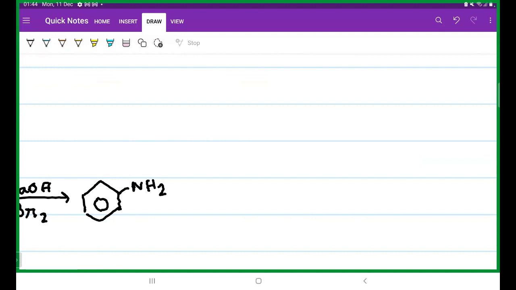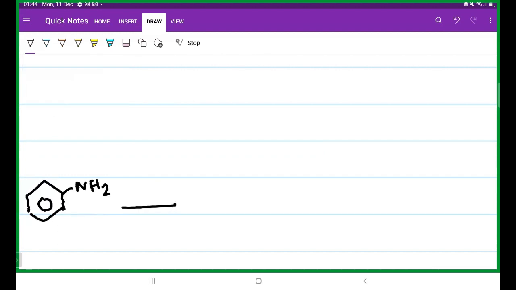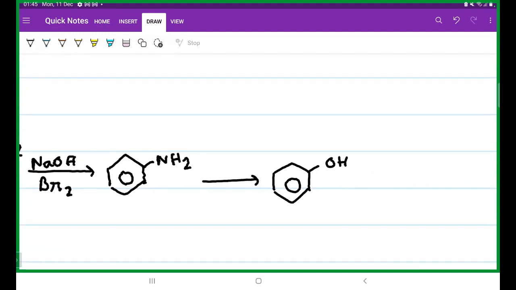So let's merge both of these steps together. What will happen when NaNO2 plus dilute HCl reacts with water? This will form phenol, right? Because NaNO2 plus dilute HCl will give a diazonium salt, and when this comes in contact with H2O, it will give phenol. Not a unique reaction, but yeah, this is the reaction. This is M.